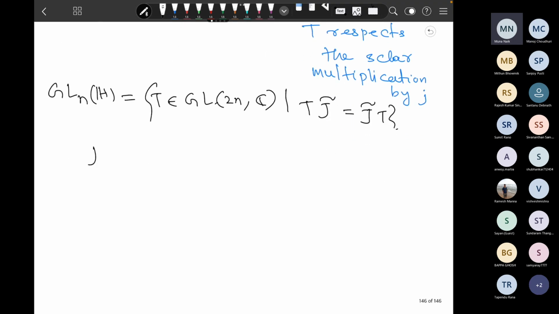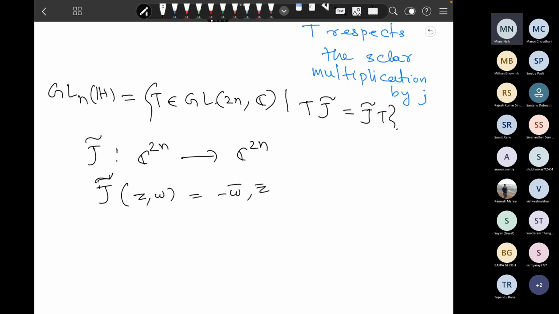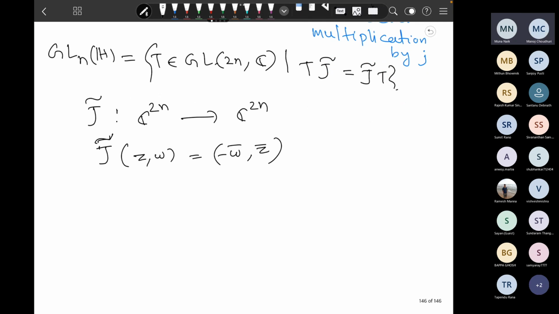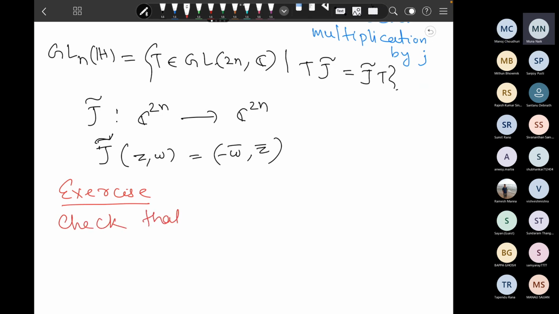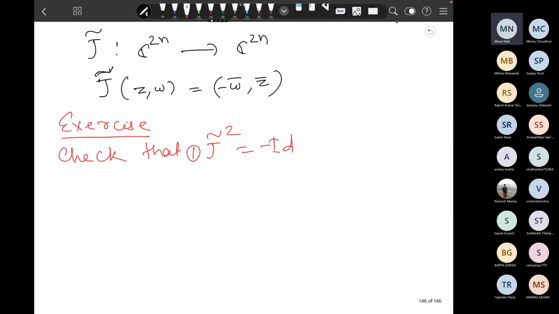So what is the map J tilde? It is from C2n to C2n. This is J tilde of ZW is equal to minus W bar Z bar. So exercise: check that J tilde square is equal to minus identity. So J tilde is complex antilinear, not linear.